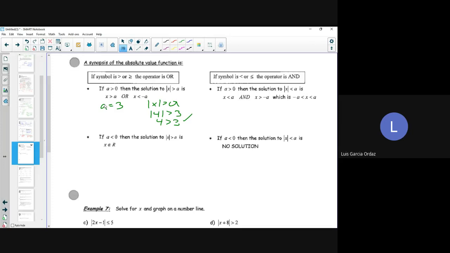And then let's take a value that's less than negative a. So negative a would be negative 3. What's a value that's less than negative 3? Negative 5. So we have negative 5. The absolute value of negative 5 is 5, and we said a is 3, so 5 is greater than 3. So that is also true.